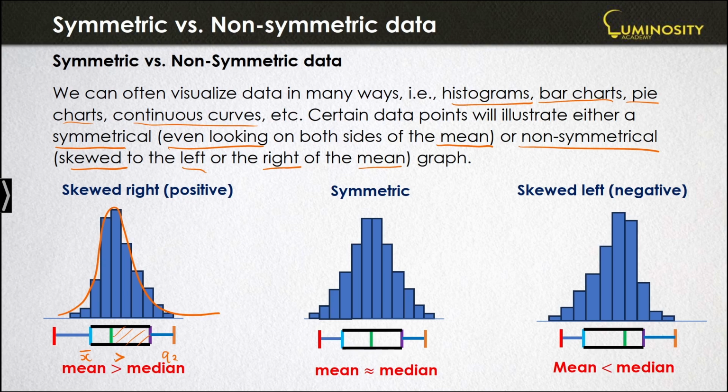Okay, similarly for symmetrical data, now if I draw a continuous curve over here, that's going to look something like this. And you can see it's almost like a perfect kind of bell curve. And this is a very special type of curve in mathematics. This bell curve, we usually call it a normal distribution.